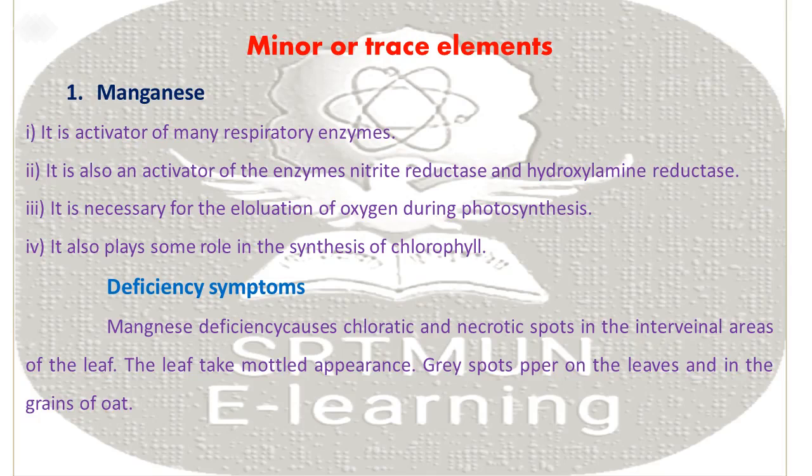Now, deficiency and symptoms. Manganese deficiency causes chlorotic and necrotic spots in the interveinal areas of the leaf. The leaf takes a mottled appearance. Grey spots appear on the leaves and the grain of oat.